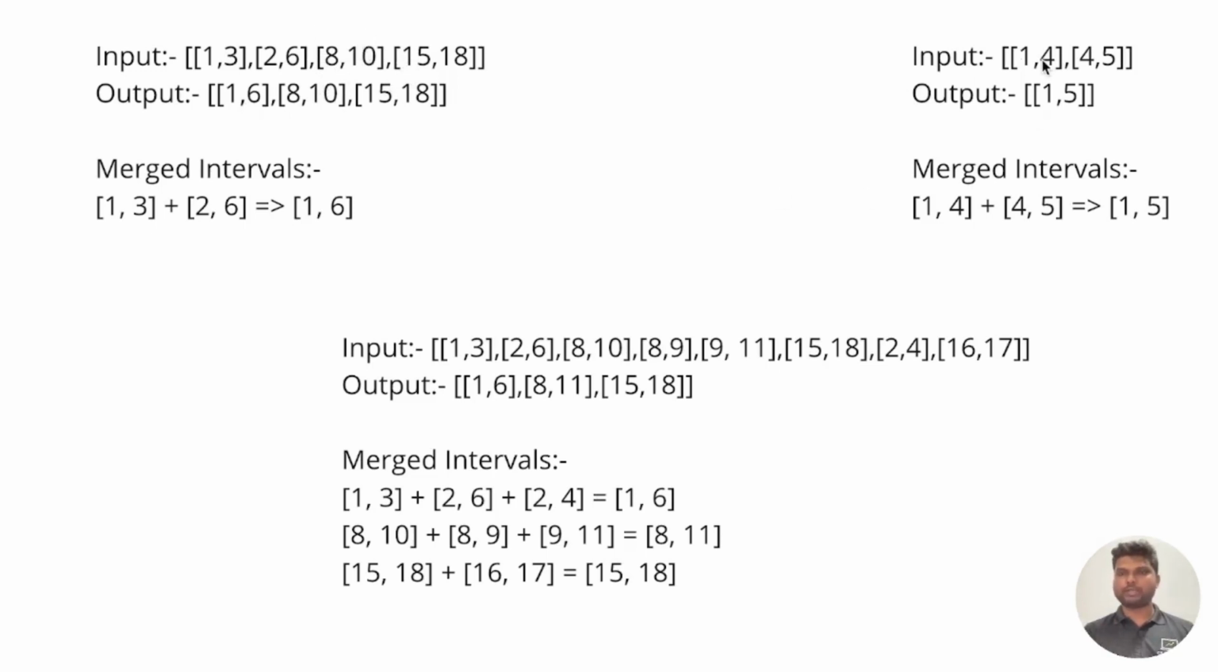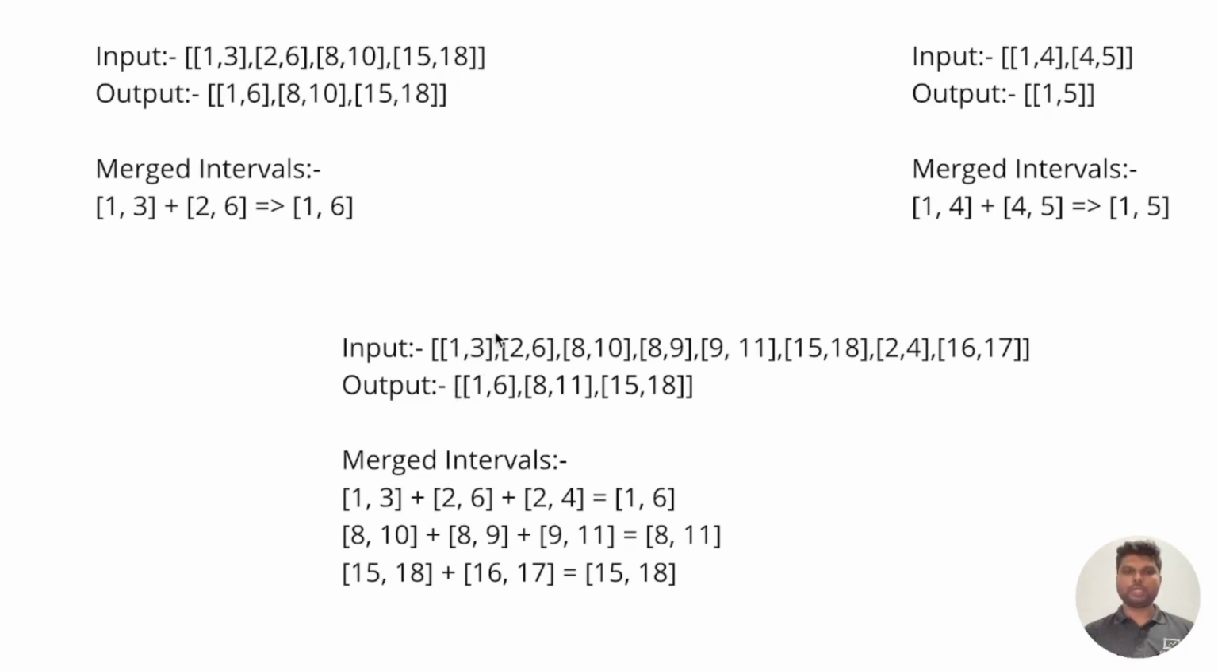Similarly, look at this example. We are given an input with the first interval as [1, 4] and the second interval as [4, 5], and we merge [1, 4] and [4, 5] into a single output interval. In the third example, we are given this large array, and after merging all the overlapping intervals, we get this final output array. So how did we merge?